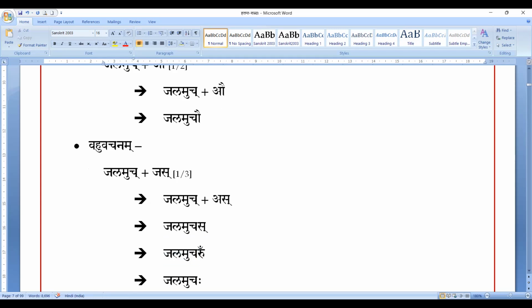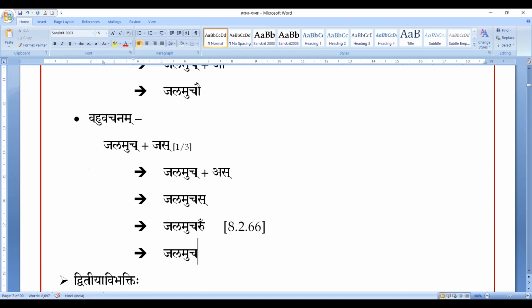Therefore, what will happen? It will be replaced by ru. I write the number. Visarga. And ru is nothing but repa. What will happen to repa at the end of the padam? It becomes visarga by 8-3. Kharavasanayor visarjaniyah, you know it. So by that you get jalamuchah. So pratama vibhakti ekavachanam is jalamuch, jalamuchau, jalamuchah.